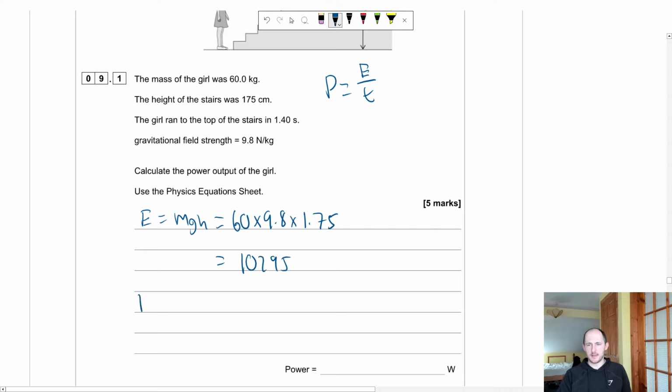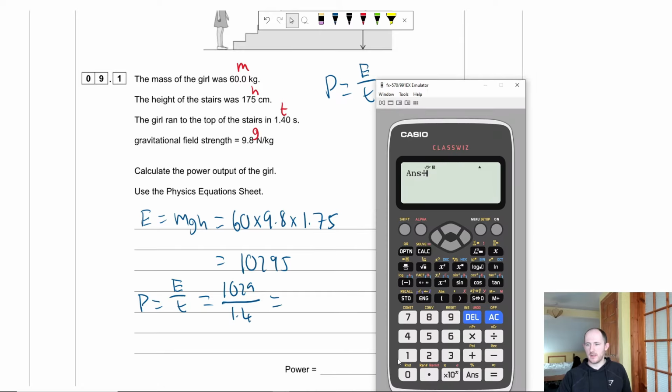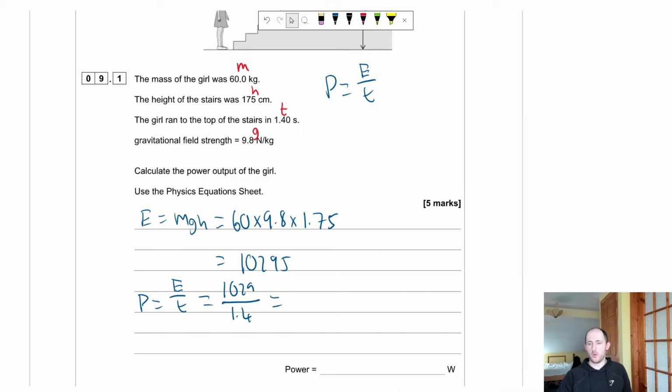Now again, power is energy over time. The way you know this as well, if it helps, you can go through and label what each of these units are. Some people don't need it, some people do. It is a complete matter of preference. Over 1.4 seconds. It's pretty quick. So divide by 1.4, that would give you her power output, 735 watts.